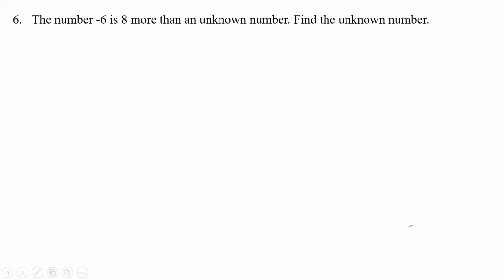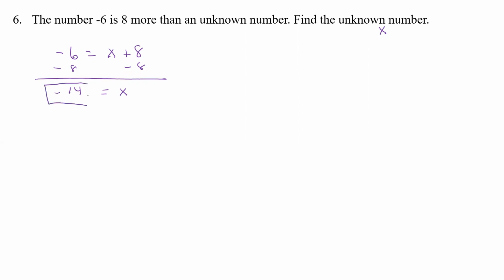All right, so now we have another one where we have some unknown number. Unknown numbers, those are good to be calling x. So that's what we'll call that, x. And it says the number -6 is 8 more than an unknown number. So an unknown number plus 8, okay? Well, now we just solve. So how do we do that? Well, we subtract 8 here, subtract 8 here. So x equals -14. All right. Well, that's what we say our answer is.